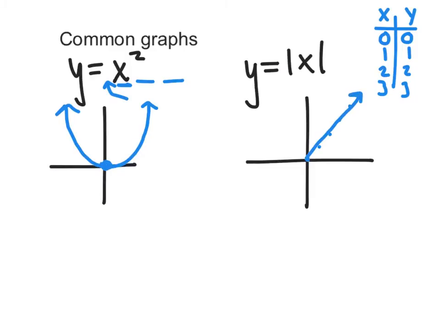Now let's make sure we plug in some negatives. If I plug in a -1, the absolute value makes it positive. If I plug in a -2, I get out a +2. A -3, a +3. Absolute value makes a V. Most people remember that by the word value. So these are two common graphs we're going to ask you to sketch without your calculator, and then we're going to ask you to shift them without your calculator.